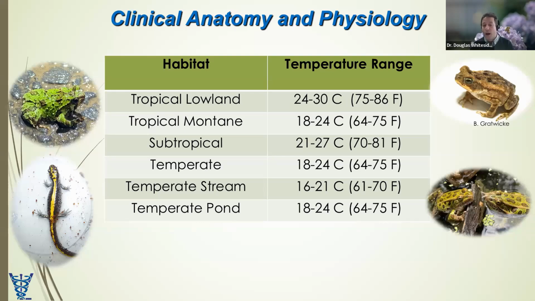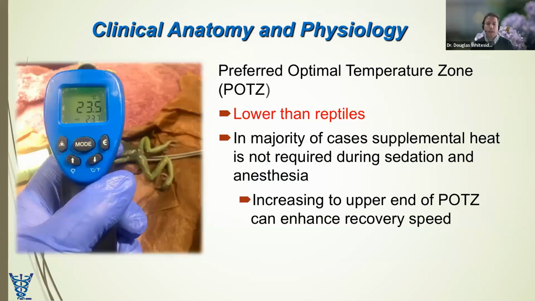Because if we have them too high, that actually may influence the metabolism of the drug. Sometimes they will not actually metabolize normally. It also stresses them physiologically when we have them above their preferred optimal temperature zones. Because with most of our species, they tend to be in that 20 to 24 degrees Celsius preferred optimal temperature range, in the majority of cases, supplemental heat is not required either during the sedation or anesthetic procedure.